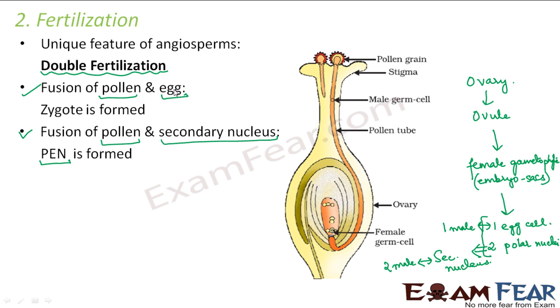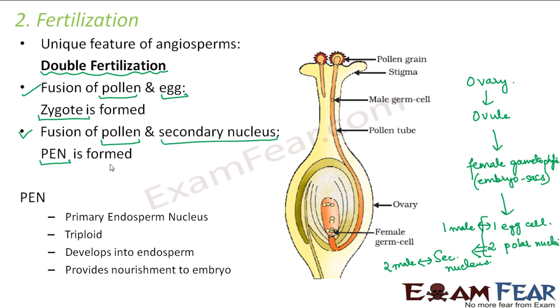By fusion of the male gamete and the egg, the result is the zygote. And by fusion of the pollen and the secondary nucleus, the result is the PEN. What is PEN? It is the primary endosperm nucleus. It is a triploid cell, that means it has three sets of chromosomes. Why is it a triploid cell? Because it is formed by fusion of a male gamete, which is a haploid cell, plus a secondary nucleus. And what is the secondary nucleus? It is formed by fusion of two polar nuclei, so the secondary nucleus is diploid. A haploid and a diploid fuse together, so they form a triploid.